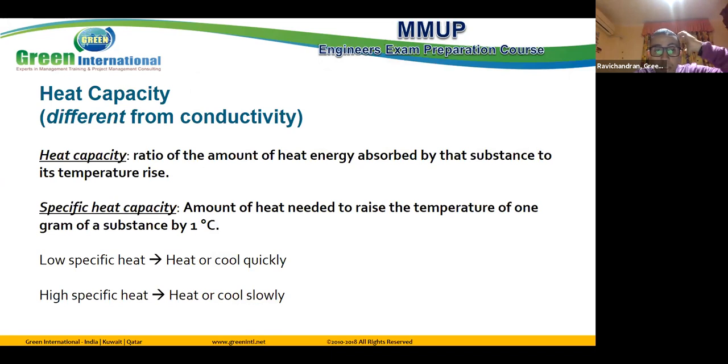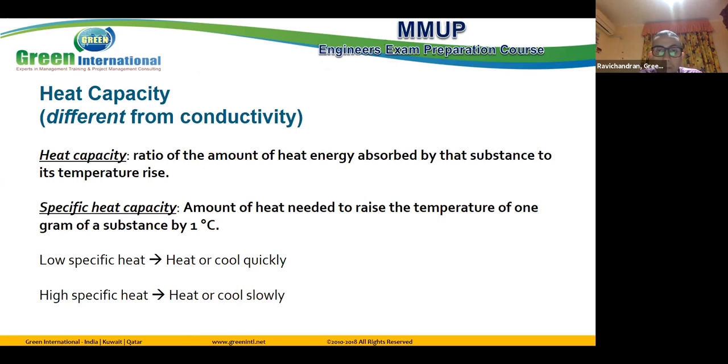But let's see the other one, specific heat capacity. We studied the definition of specific heat capacity before, which is related to C. You remember specific heat capacity, Cp and Cv. Specific heat capacity is the amount of heat needed to raise the temperature of 1 gram of a substance by 1 degree C. Is it a property of the material? Yes.